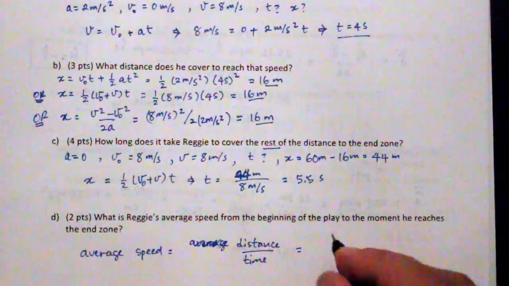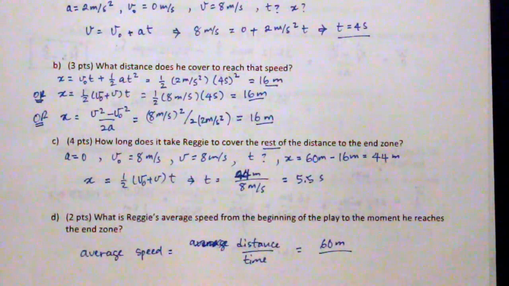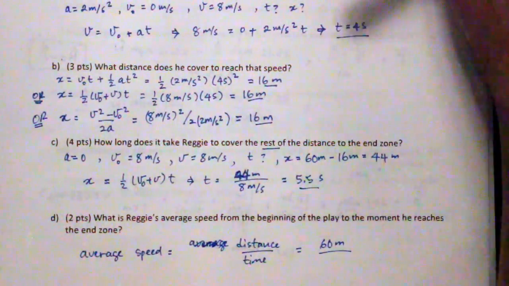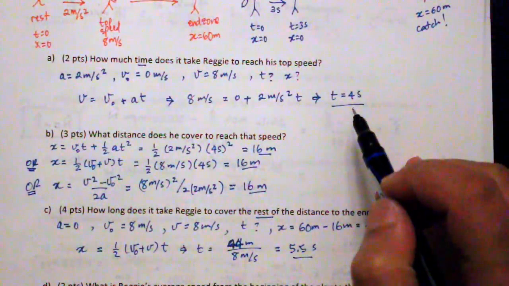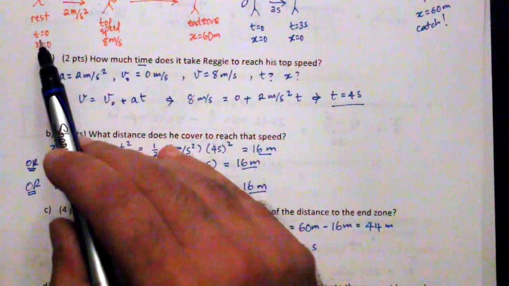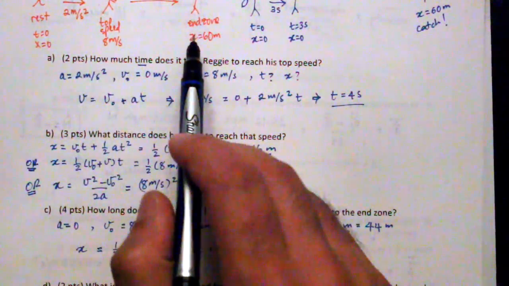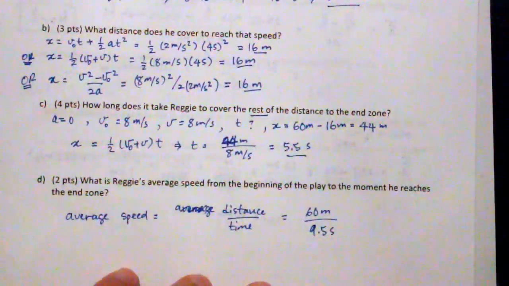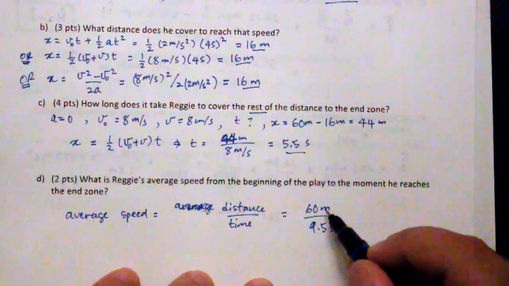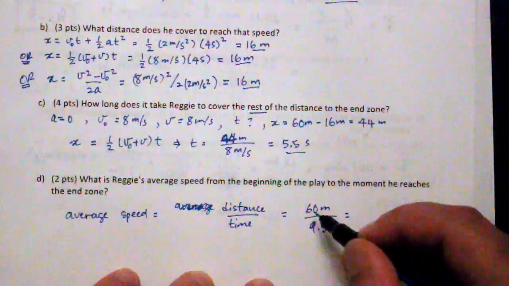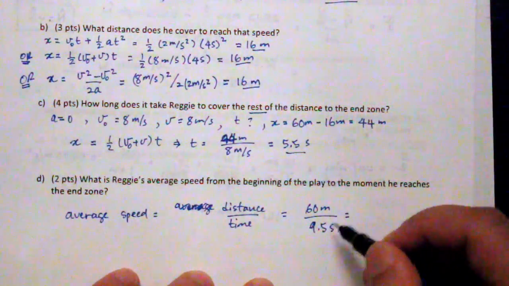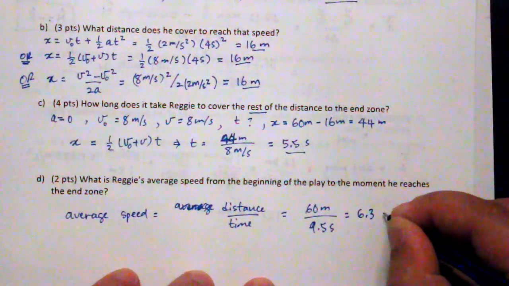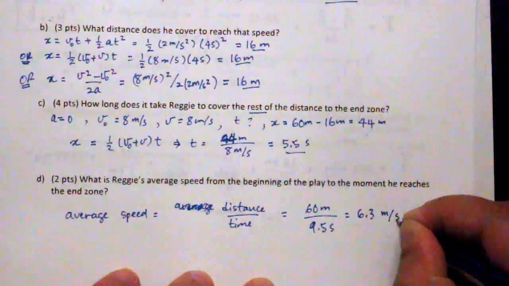So total distance covered is the 60 meters. The total time is the 5.5 seconds from this piece and the 4 seconds from this piece. So he covers this part in 4 seconds, this part in 5.5 seconds. So the total is 9.5 seconds. So 9.5 seconds in 60 meters gives me something that is slightly bigger than 6. There's a half. So half, 6.3 meters per second.